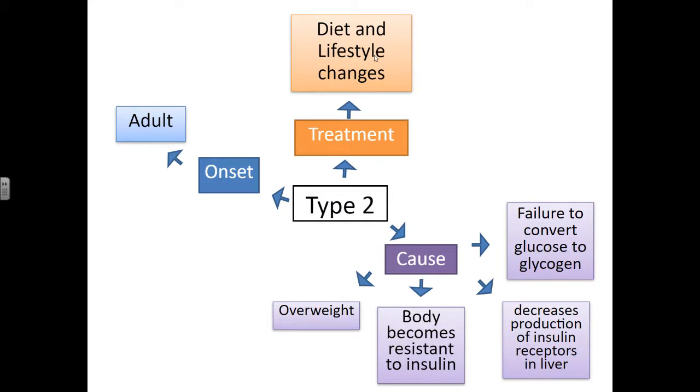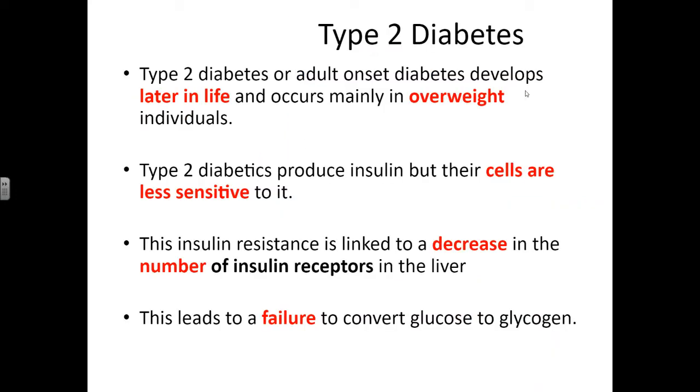Diet and lifestyle changes, you can get a lot of people going back to a pre-diabetic stage. Really, there's not a lot of treatments. There's lots of drugs you can take for it though. So this is just again summarizing what we have talked about, so you can pause that and copy it down if you want.